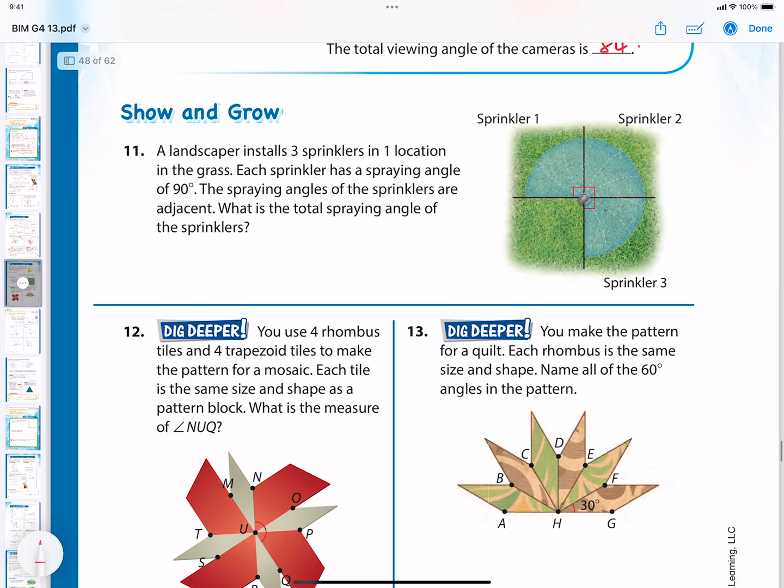Show and grow. Number 11. A landscaper installs 3 sprinklers in one location in the grass. Each sprinkler has a spraying angle of 90 degrees. The spraying angles of the sprinklers are adjacent, which means there is no overlapping nor any gap, right? And what is the total spraying angle of the sprinklers? Okay, so 90 times 3, 270 degrees. Simple, right?